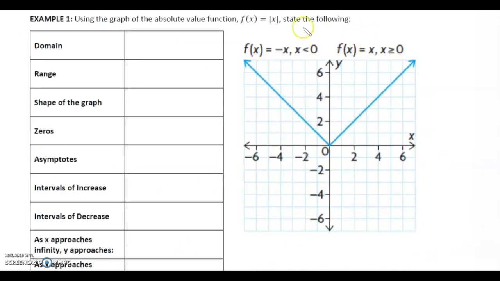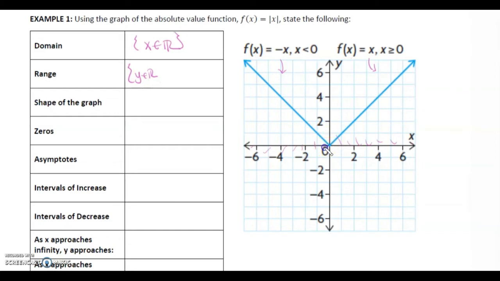So I have the absolute value function here, and of course, this side is going to be the -x, and this side is going to be the x. Now, using the graph of the absolute value function, which is f(x) equals absolute value of x, let's take the following. So, domain. We go to the left and the right forever. We have x ∈ ℝ. Let me put those in squiggly brackets just to keep the form.